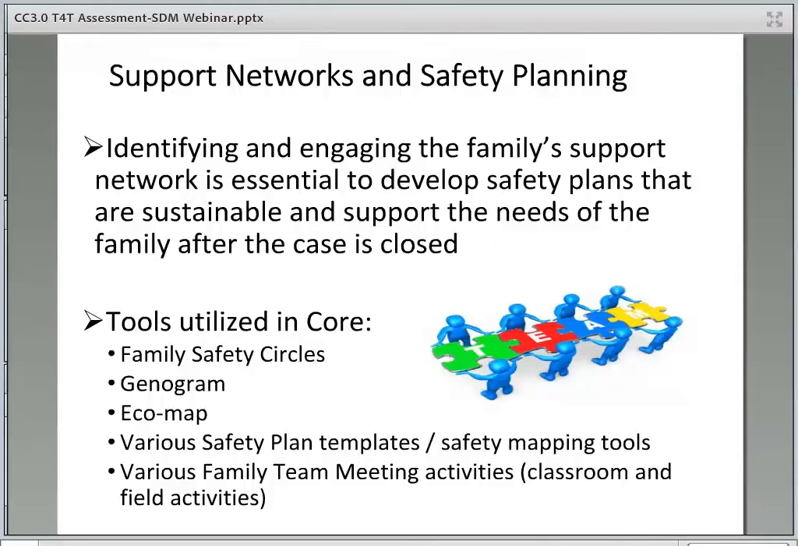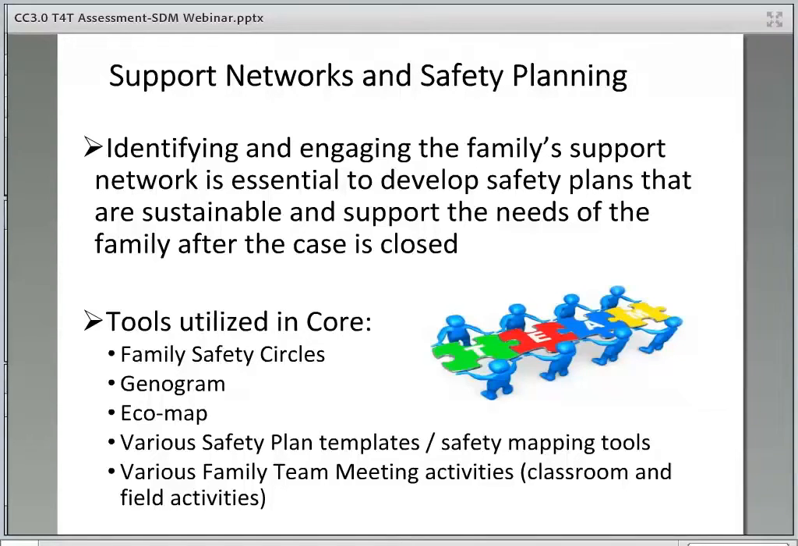Some support network tools utilized in core classes include family safety circles, genograms, and ecomaps. Additionally, there are a wide variety of safety planning tools and templates used in various activities throughout core, both in the classroom and as part of field activities. Instructors can highlight this in the classroom by reminding social workers of the importance of working with the support network to develop safety plans with the family. If there is no support network identified, there is no safety plan.